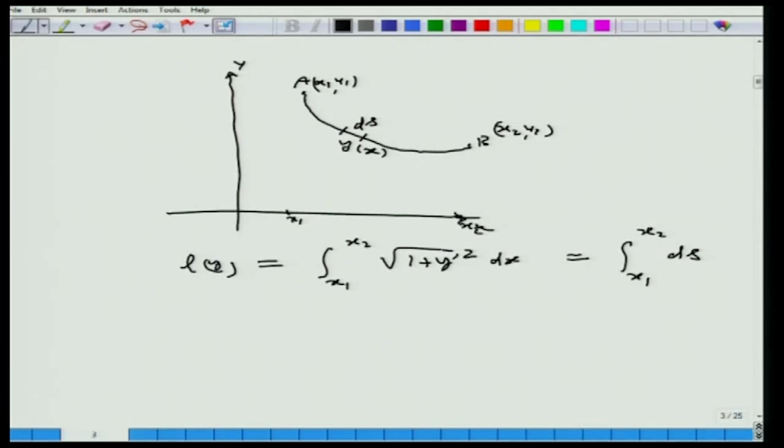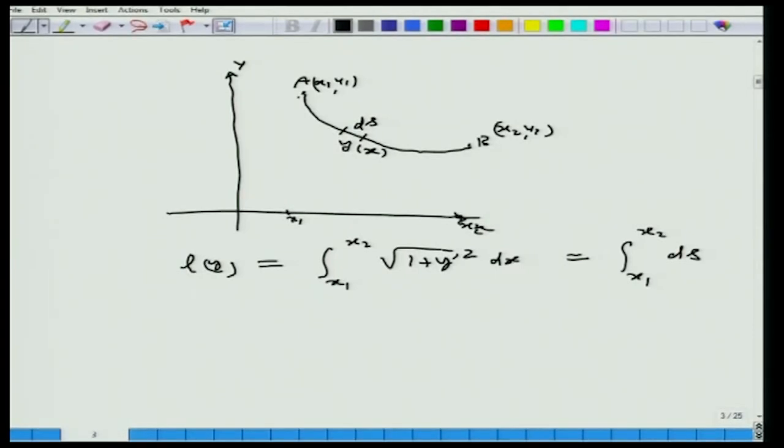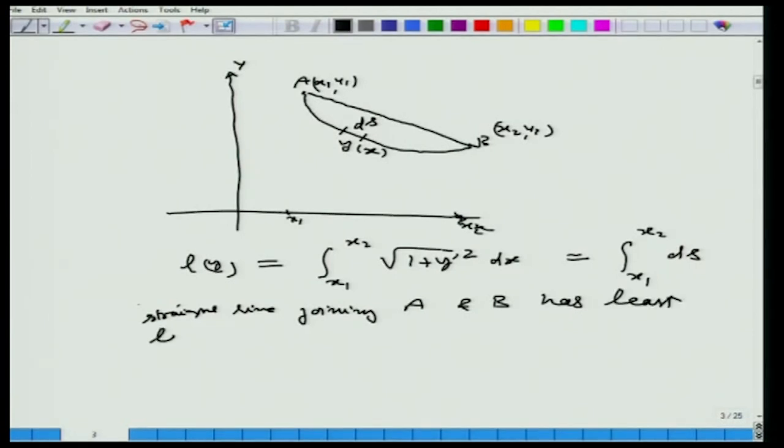Now, the problem of calculus of variations in relation to this is to find the curve such that the length is least. So, we know the answer is that the straight line joining these two points, A and B, has the least length. But how do we prove it mathematically? Again, it is a problem of calculus of variations.